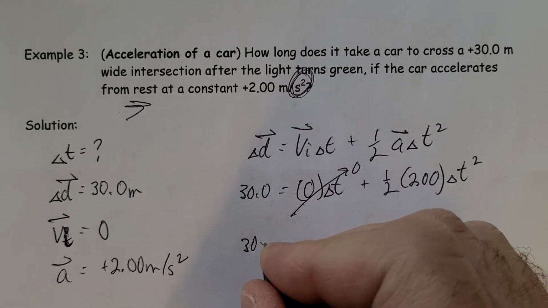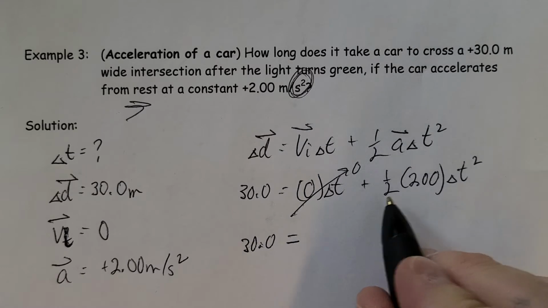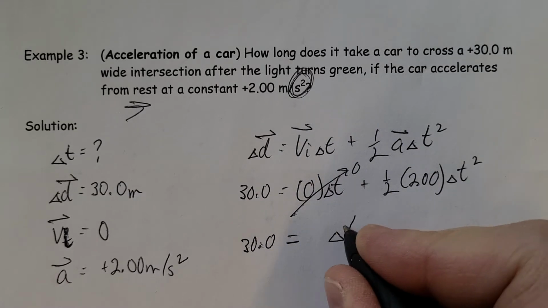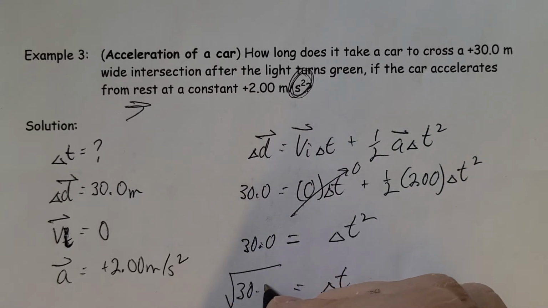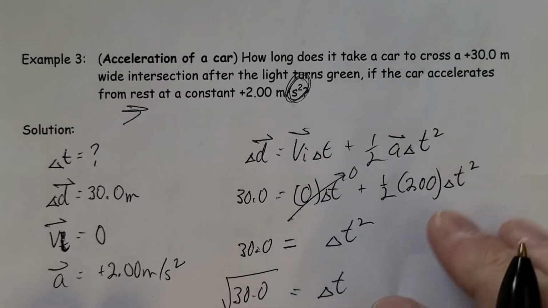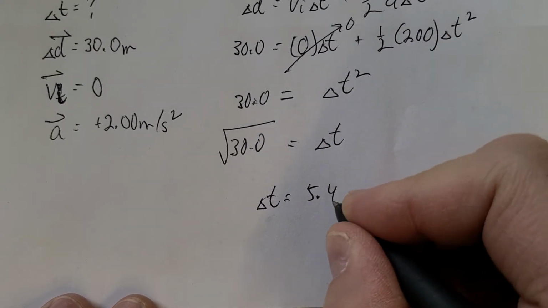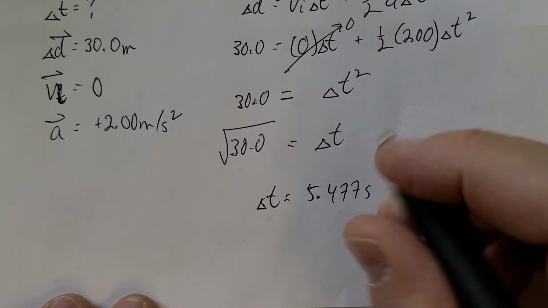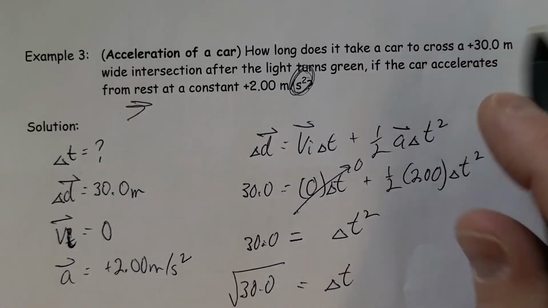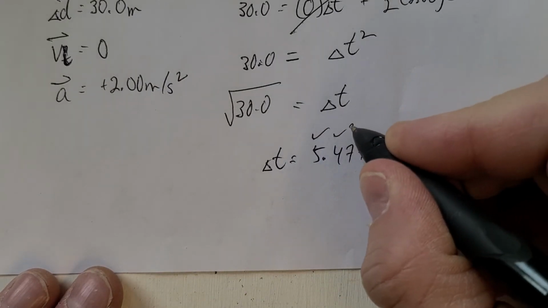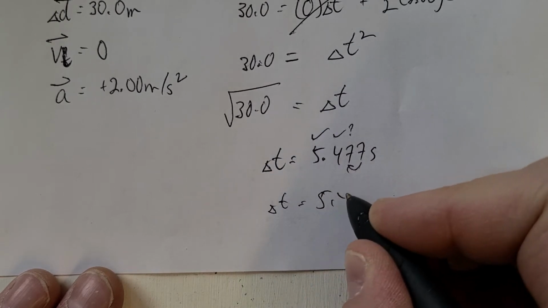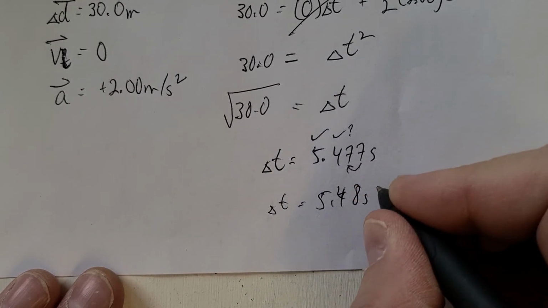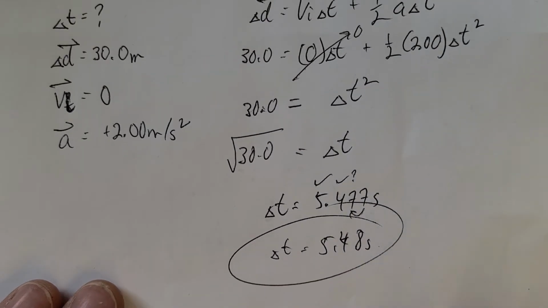So over here, 30 equals 1/2 of 2, which is 1. So look at that, we just end up with delta T squared. So square root of 30, and that'll give us our time. So we get 5.477 seconds. If I look here, I have 3 sig figs, so I'll round off to 3 sig figs. This is a 7, so that's going to get bumped up to an 8. And this is a reasonable answer, 5.48 seconds to cross that road.